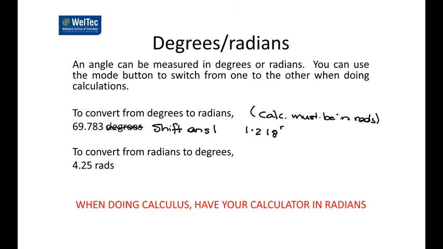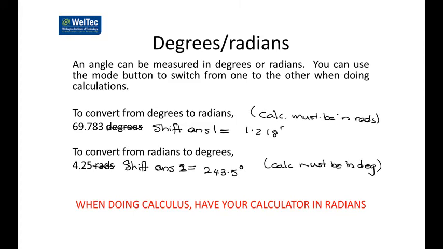To go the other way, your calculator must be in degrees, because that's where we're going. So change your calculator to degrees. Now we don't put in the rads at this stage. We type in 4.25 and then shift, answer, 2, equals. Actually, you need an equal sign in there too, otherwise it doesn't work. And we should find that this time we get 243 degrees. And the little degree symbol will come up.